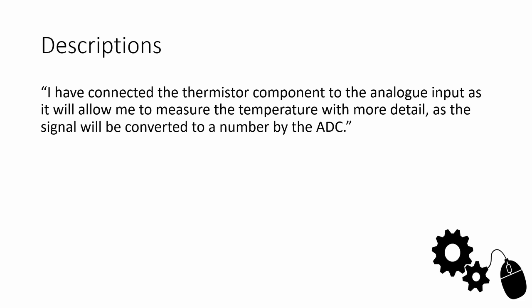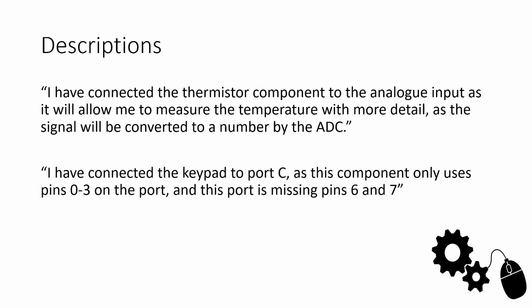and just trying to put as much detail and showing that we understand how this stuff works. If you've got something like the second example that we had on the previous one, where you've got a number of ports, you could say something like, I've connected the keypad into port C, as this component only uses pins 0 to 3 on the port, and this port is missing pins 6 and 7, because with this type of hardware, the different ports can sometimes act in different ways, and that can lead us to preferring to use certain ports for certain components. In this case, the keypad, it's an imaginary keypad, it's not based on any real component, only uses certain pins, and those pins might be used for something else on that port, whereas port A or B might have all 8 pins working.